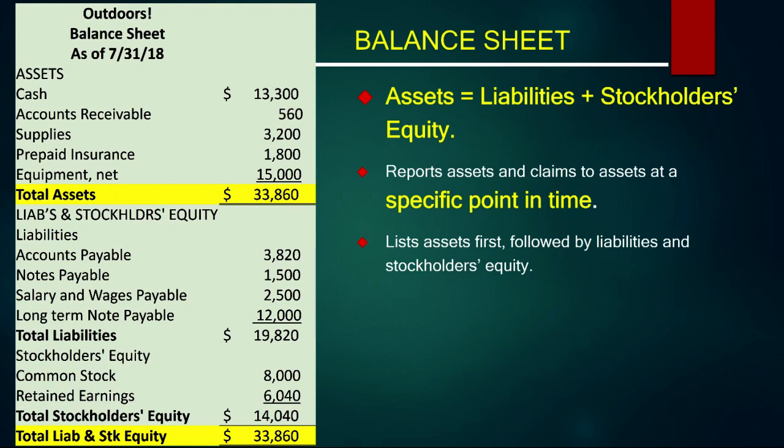Let's look at the liabilities. The category is liabilities. The individual accounts include accounts payable, notes payable, salary and wages payable, and long-term notes payable. And there are others. This is just an example. Under common stock again, under stockholders' equity, we have common stock and retained earnings.